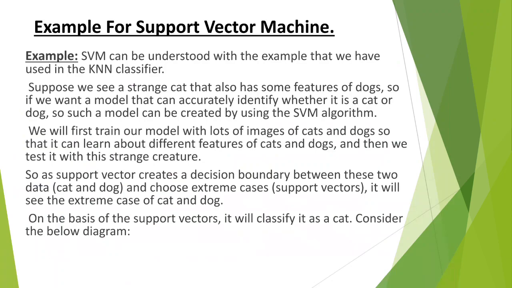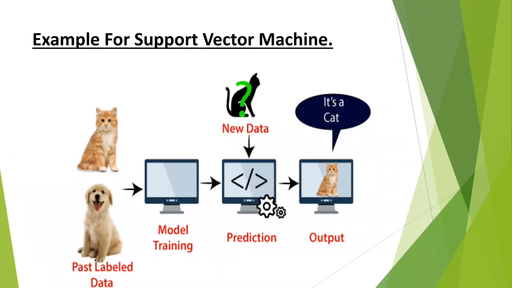Example for support vector machine. SVM can be understood with the example that we have used in KNN classifier. Suppose we see a strange cat that also has some features of dogs. So if we want a model that can accurately identify whether it is a cat or dog, such a model can be created by using the SVM algorithm.